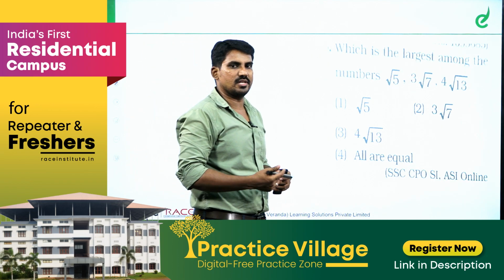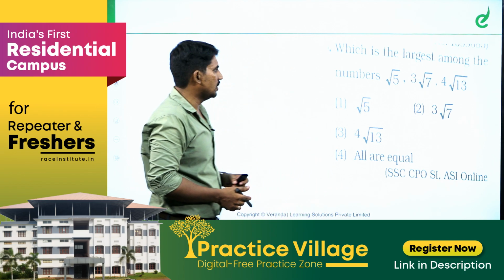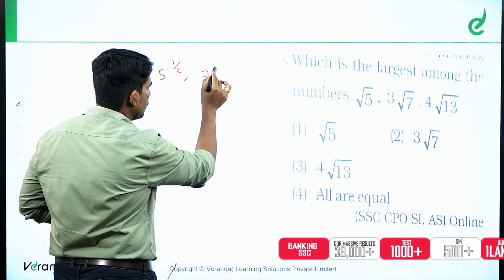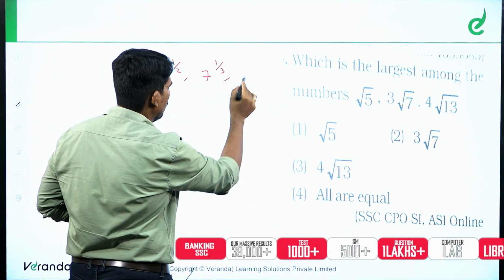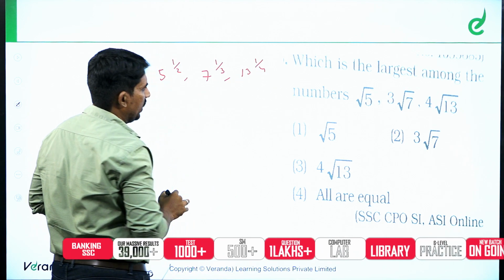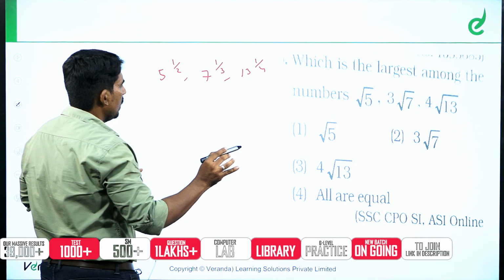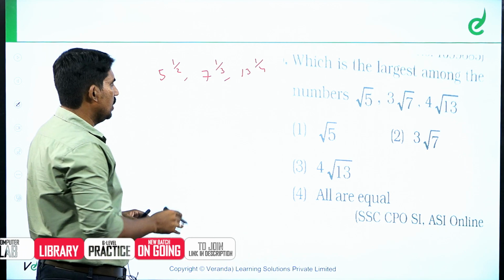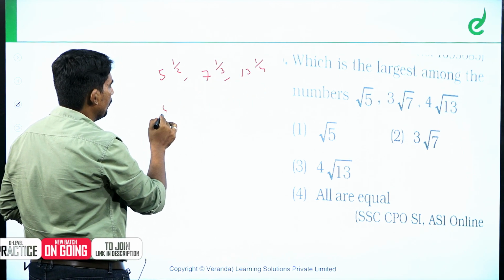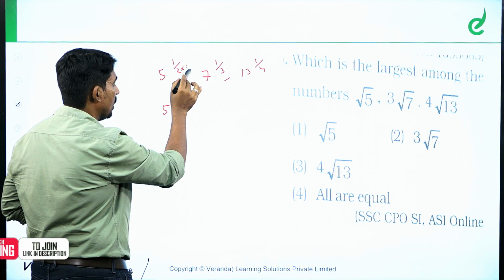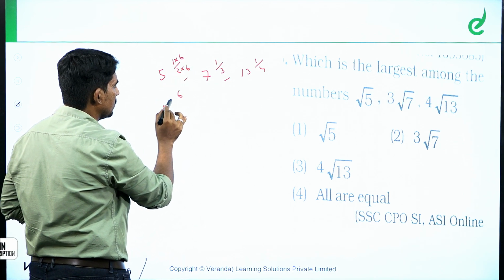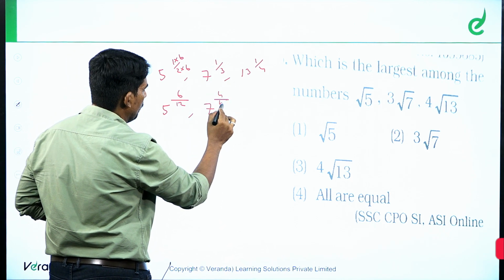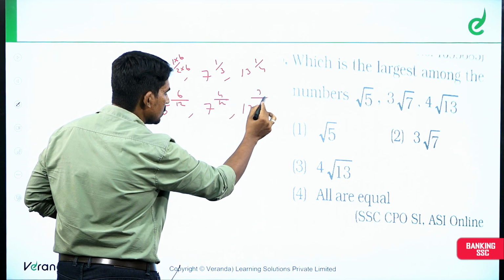Which is the largest among the numbers? Root 5 is given, so we take 5 to the power 1 by 2. 7 cube root is given, so we take 7 to the power 1 by 3. Then 13 to the power 1 by 4. Now we have to find the result. What can we do? The LCM of 2, 3, 4 is 12. Therefore, make the denominator 12. For 5, we multiply by 6 in the numerator, 6 by 12. Again 7, 4 by 12. Now 13, 3 by 12. Right?